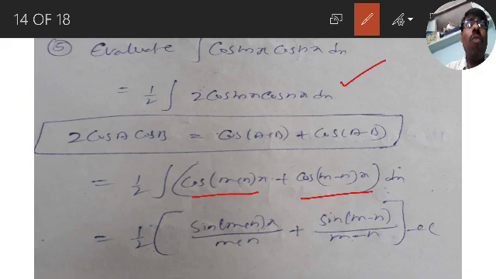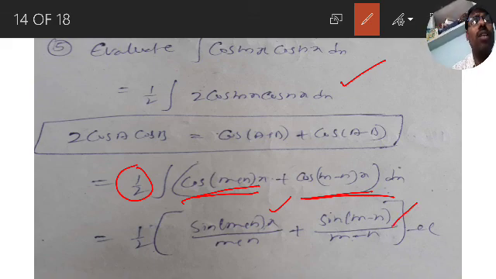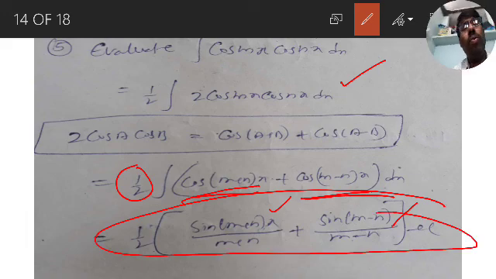So 1 by 2 is a constant outside, integration of cos(m+n)x plus cos(m-n)x. Now use the integration by substitution method. Integration of cos x is sin x, integration of cos ax is 1 by a into sin ax. Here, cos(m+n)x integrates to sin(m+n)x by (m+n), and cos(m-n)x integrates to sin(m-n)x by (m-n). So this is my final answer: 1 by 2 into [sin(m+n)x by (m+n) plus sin(m-n)x by (m-n)] plus c. Are you getting?